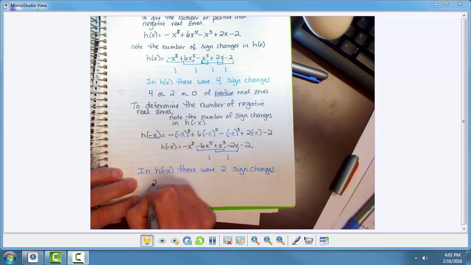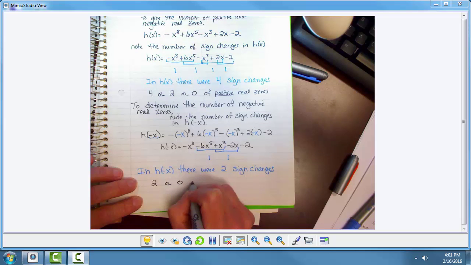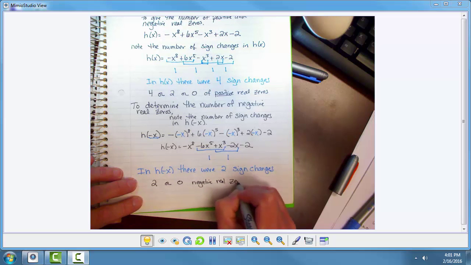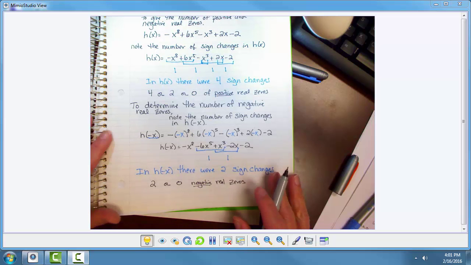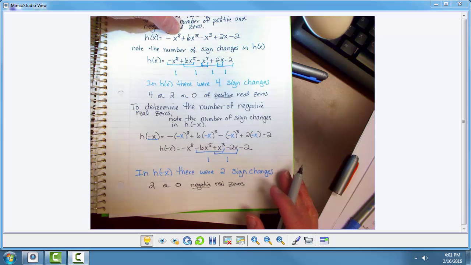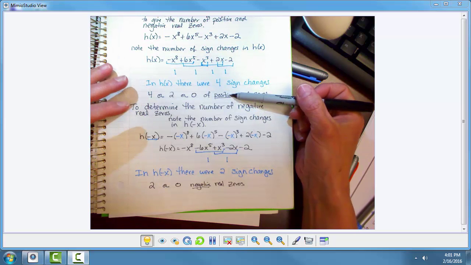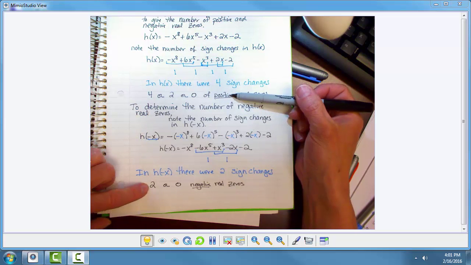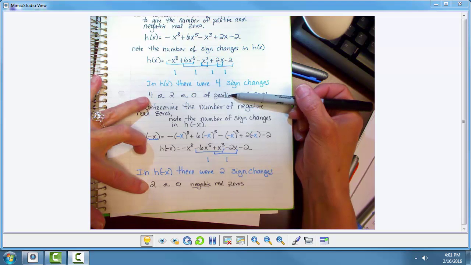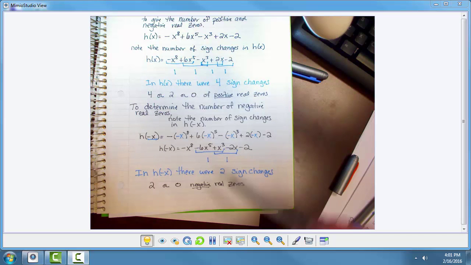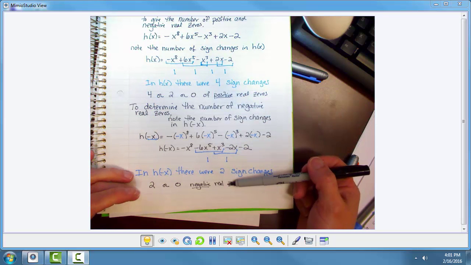That means 2, or 2 minus 2, which is 0, negative real zeros. Now this problem to begin with has 8 zeros because it's 8th degree. But if you notice, these don't add to 8. If you've got 4 positive ones, then that means there's 4 other zeros. So what are the other 4? Well, if there are even 2 negative ones, that still leaves 2 out. They're complex. Okay? So all your book asks for is the number of positives and the number of negatives. It doesn't ask for the complex.